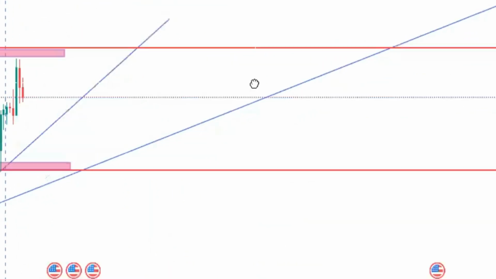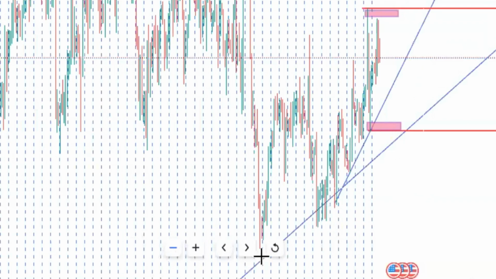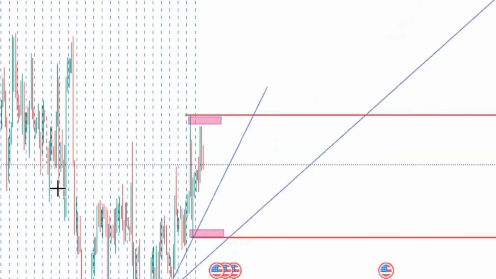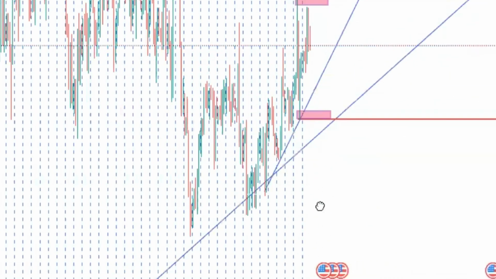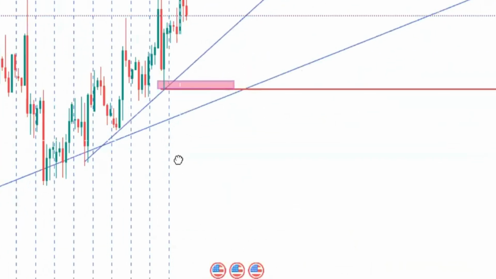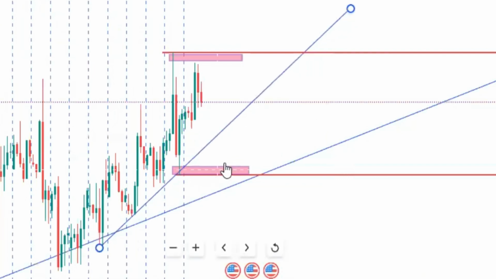Let me draw this trend line properly. I think the trend line is small. Okay. So from here, this zone is where you should be looking out for.